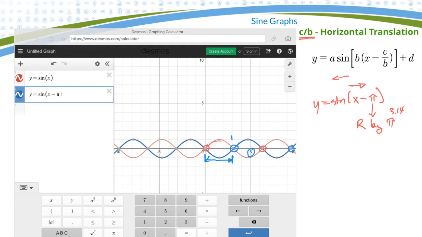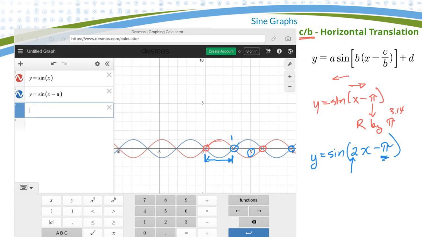Now, one of the problems that you run into is if you have a number in front of the x value. So say I have a 2 here, and then x minus pi. A lot of people say, well, you're just moving right by pi. But if you have a b value other than 1 right there, it doesn't move over by pi. Let me show you.